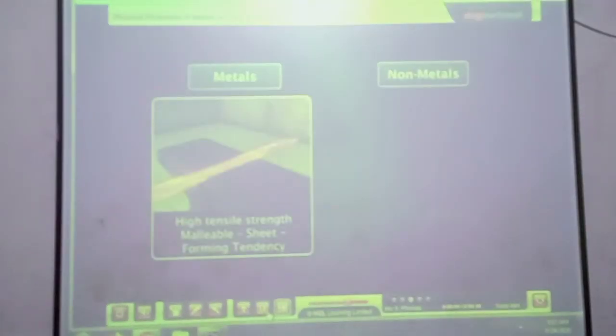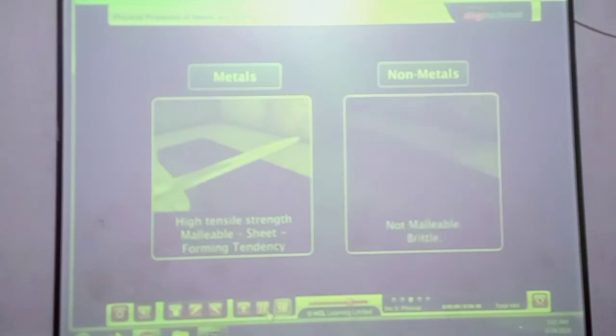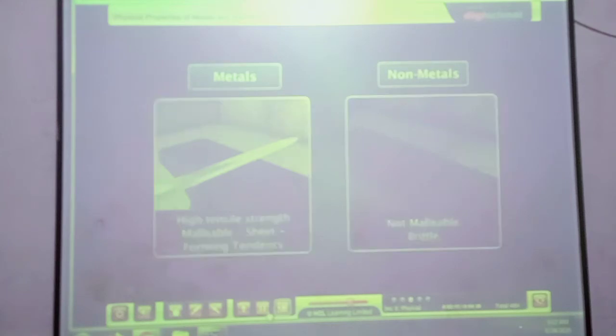Metals have high tensile strength and are malleable. They can be expanded into sheets by heating and hammering. Non-metals are not malleable and become brittle on hammering. Metals can be drawn out as rods and wires. They can be bent into different forms without breaking. This property of metal is called ductility.